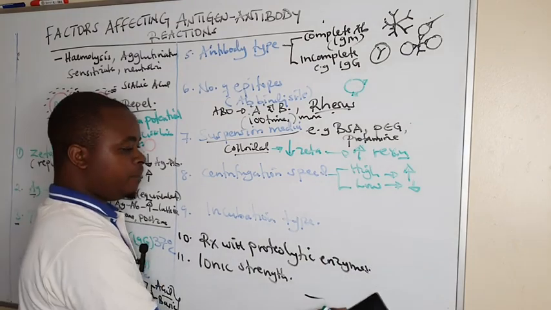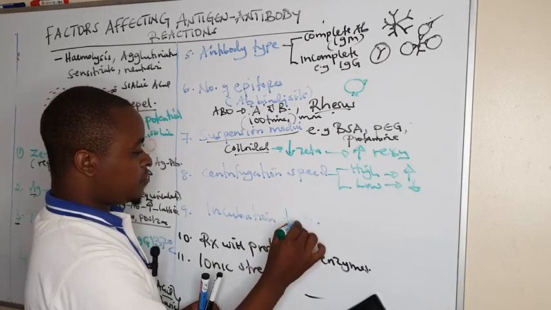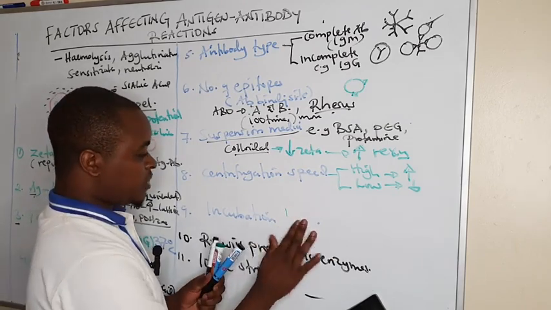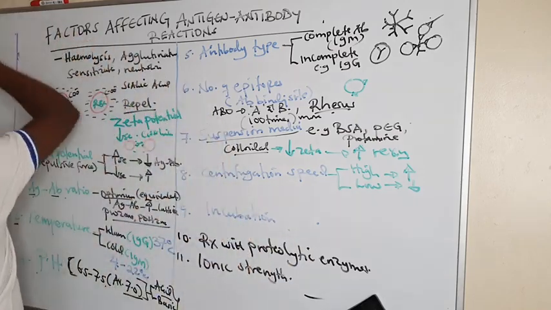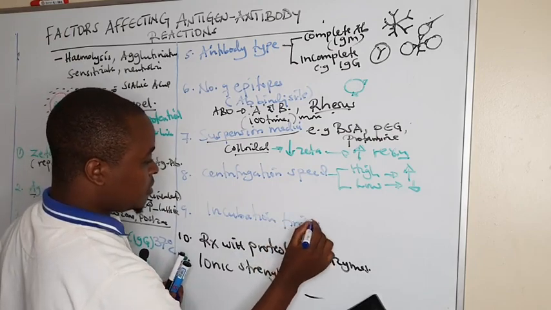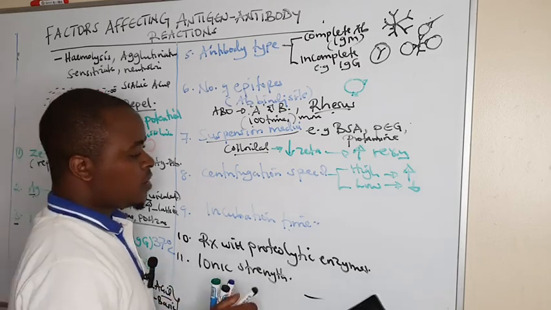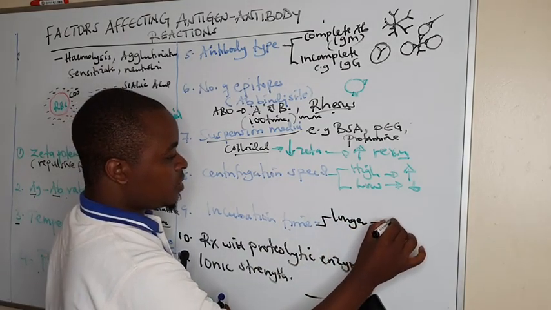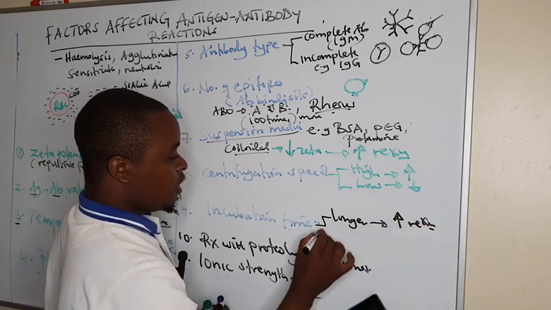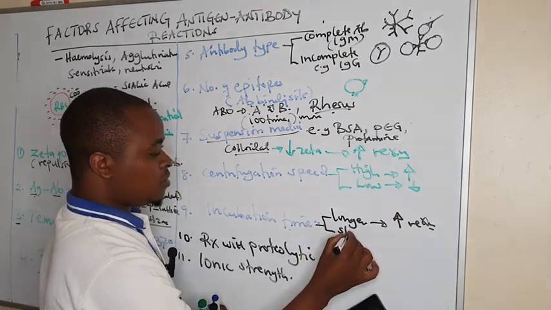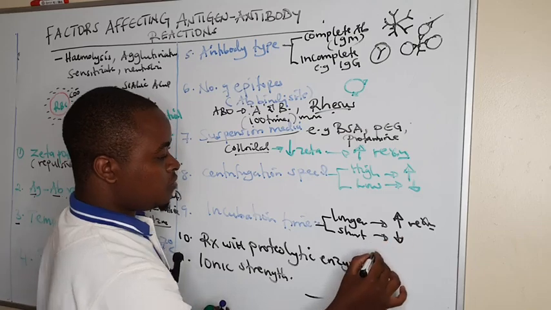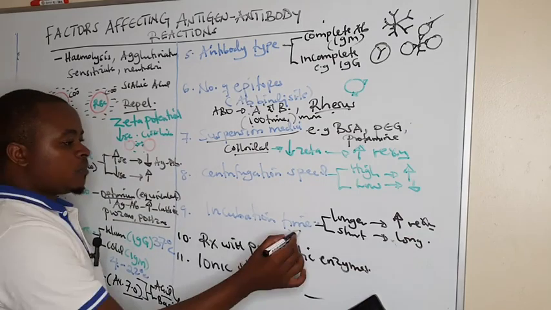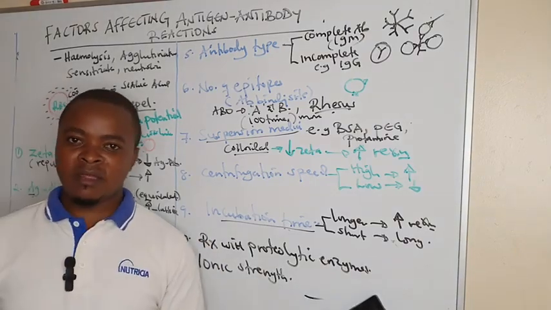Then incubation time. Some antibody-antigen reactions require incubation time for them to react. And we are going to see that the longer the incubation time, the higher the rate of reaction. And when the incubation time is short, the reaction will take long. The antibody-antigen reaction will take long. But this depends on the optimum time recommended by the manufacturer.